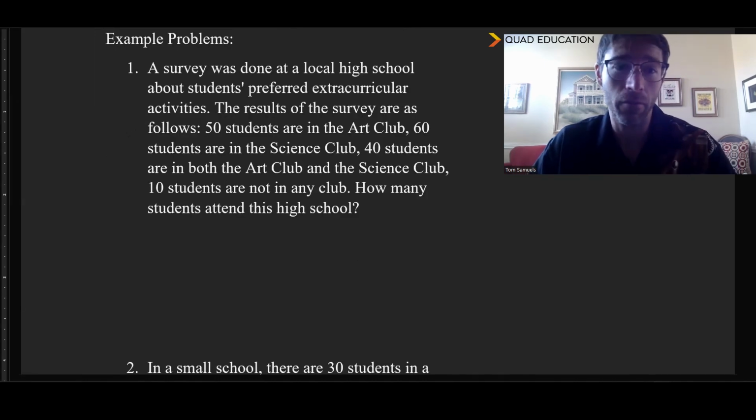Okay, and moving on, as usual, we have 2 example problems. Go ahead and take a look at this first one and see how you do. All right, let's take a look.